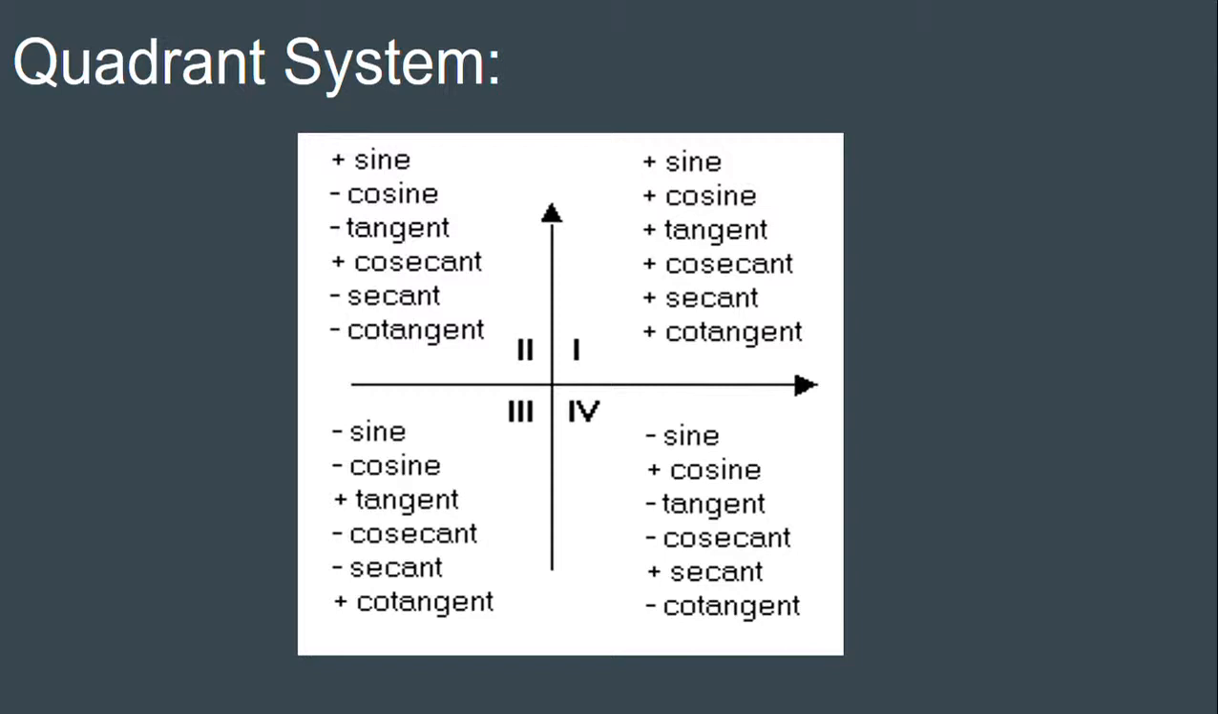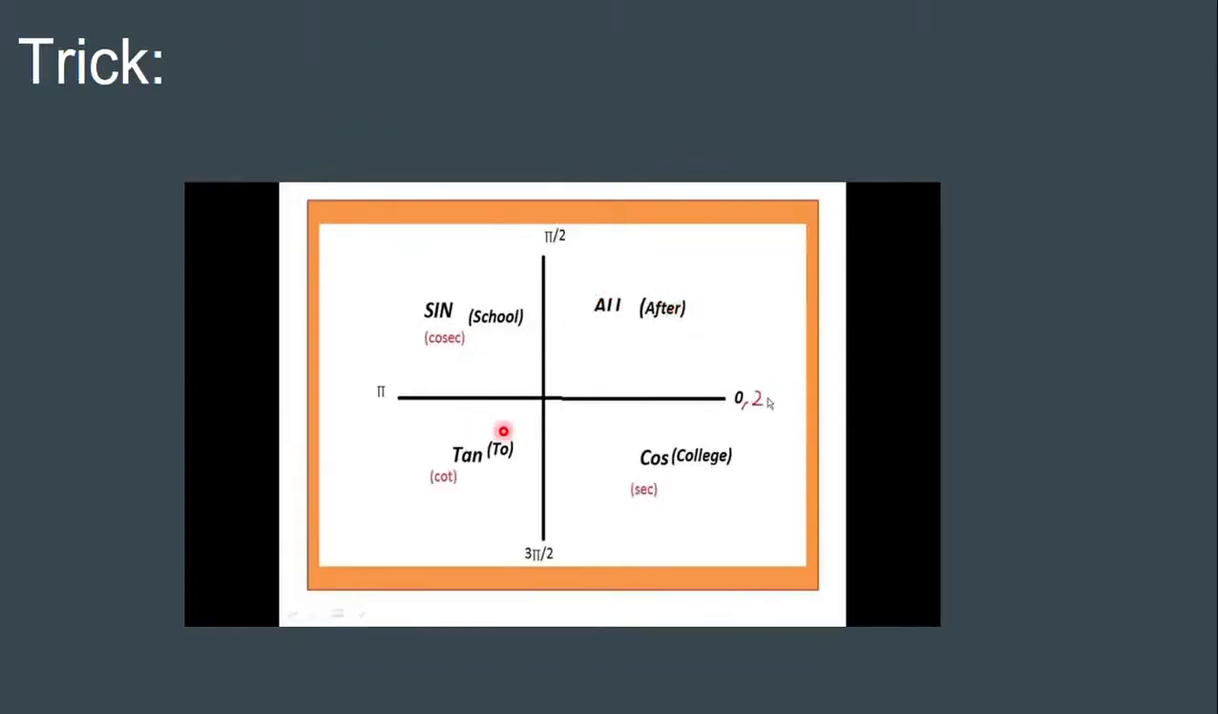So there is a trick to remember it: After school to college. "After" means A, that is, all are positive. "School": S for sine, meaning sine and its reciprocal cosecant are positive in the second quadrant. "To": T for tan, meaning tan and its reciprocal cot are positive in this quadrant. And "college", that is cos and its reciprocal secant, are positive in the fourth quadrant. So that is the trick to remember all this.